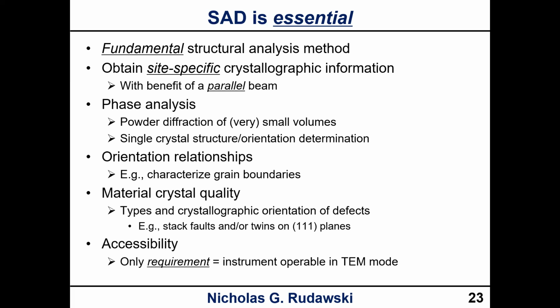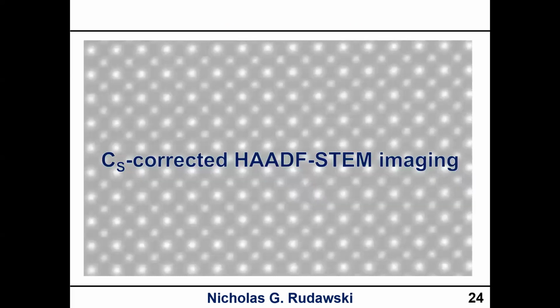We can do phase analysis with very small volumes. We can determine crystal structure as well as the orientation relationships. We can look at grain boundaries, and we can also evaluate the crystal quality. And again, this is very accessible. Pretty much every modern STEM is going to be able to do selected area diffraction work.